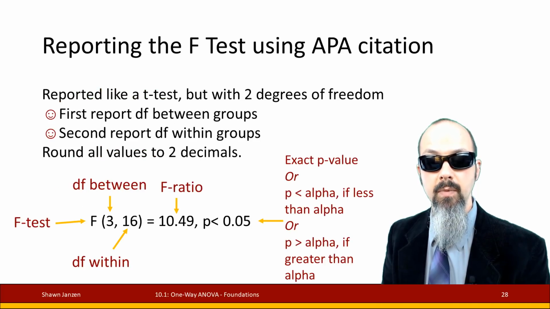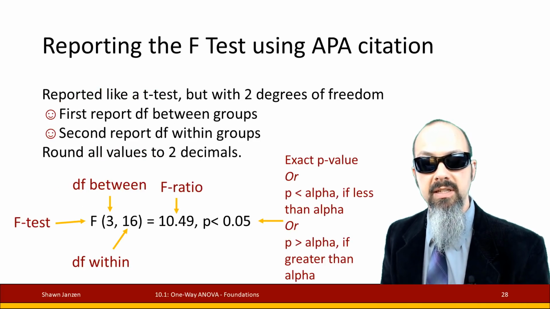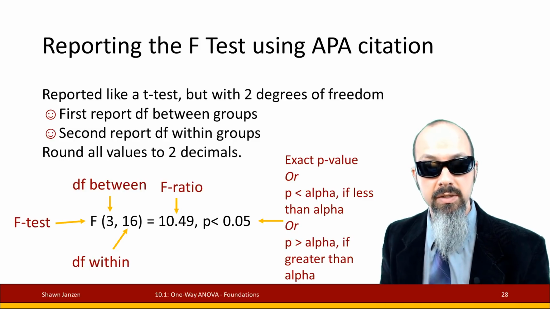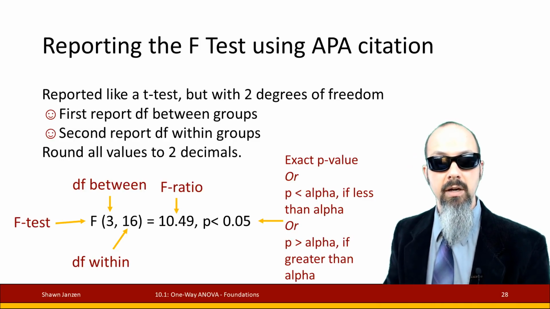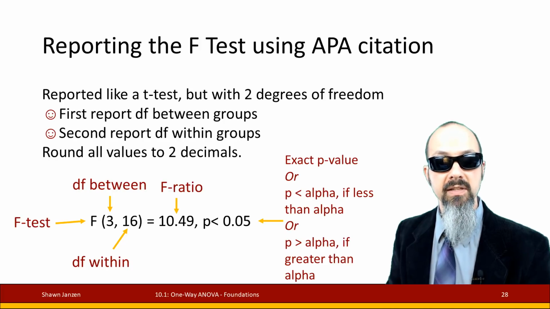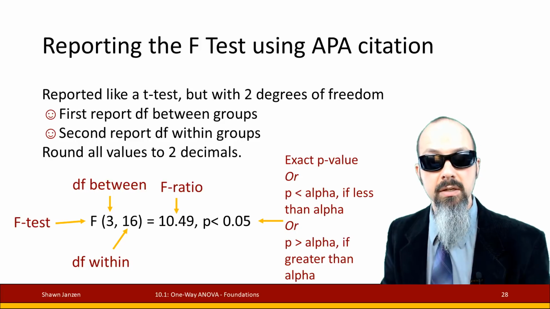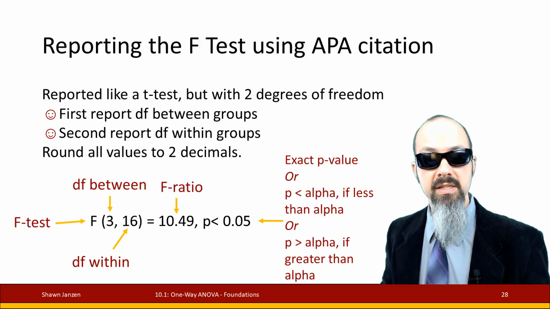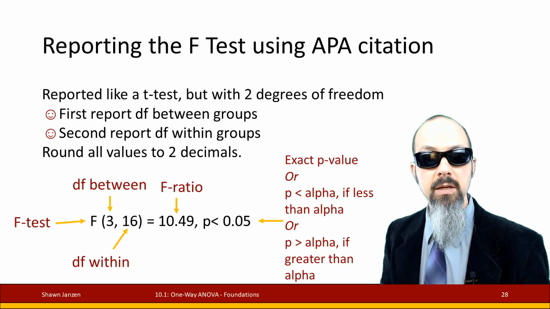Now, when we're reporting the F statistic, we're using APA citation in this course, and it breaks out by starting with the letter F, open a parenthesis. Then you have 2 numbers. The first one is your degree of freedom between. The second one is your degree of freedom within. Close your parentheses, equal sign. Then you put in the F ratio that you obtained, comma, and then you put in your p-value.